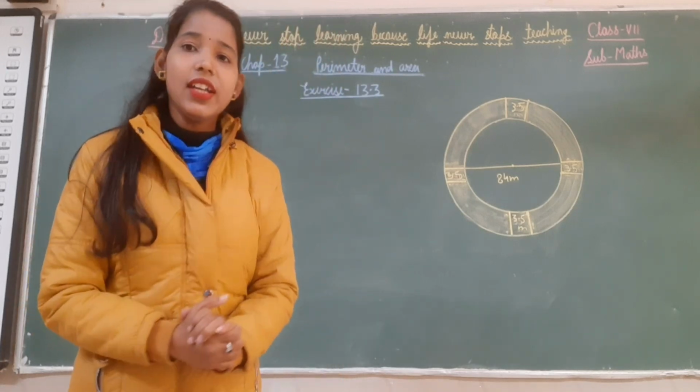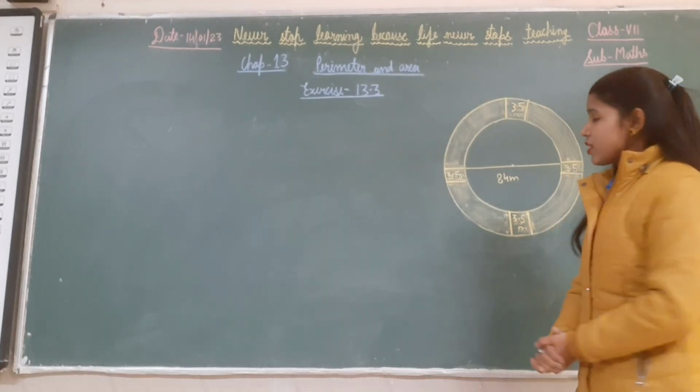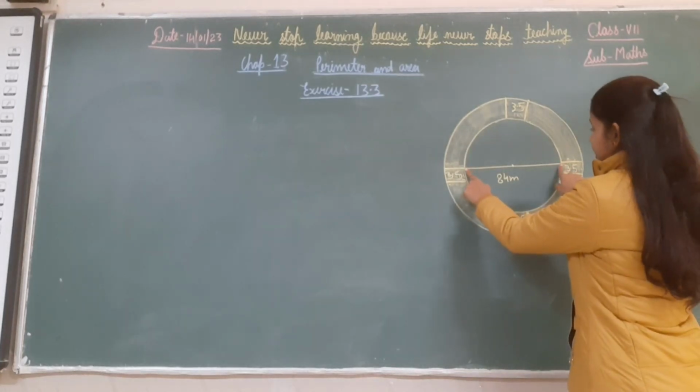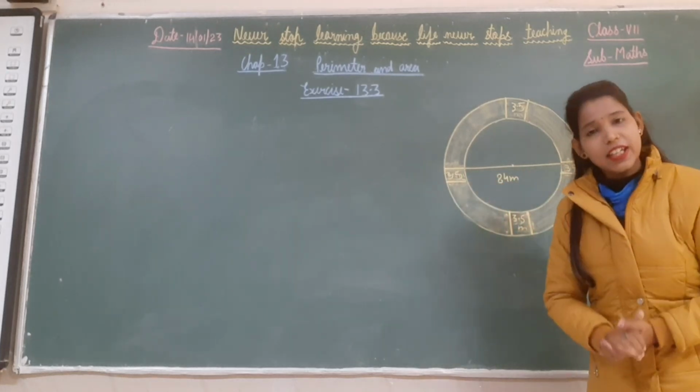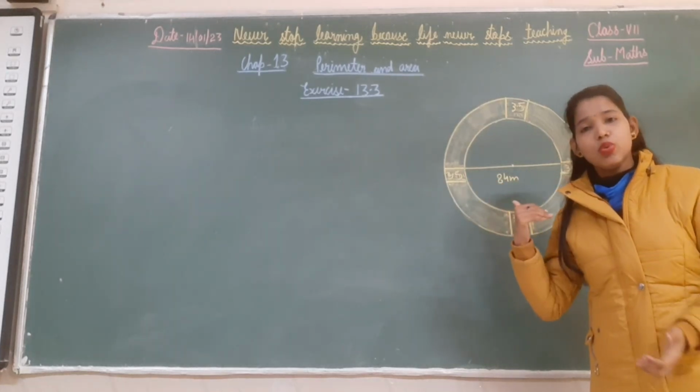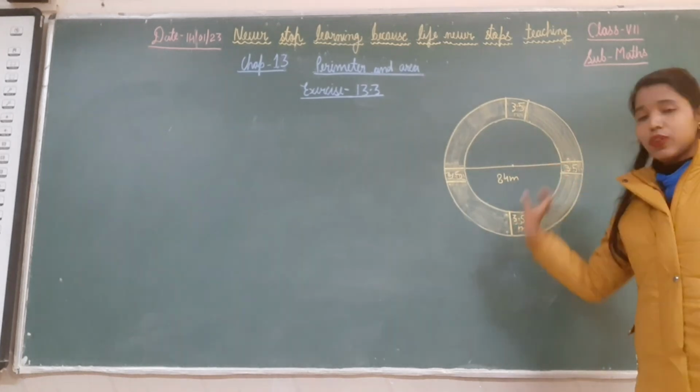But what is given here, class? The diameter of the park is given, just this portion. So the diameter is 84, and we will find the radius by dividing it by 2. So the radius will be 42, right? The radius of the park will be 42.